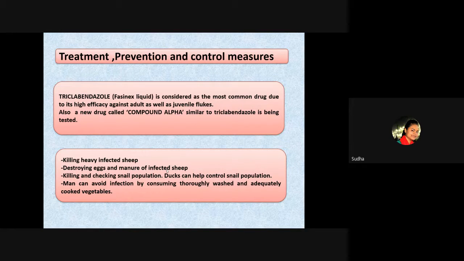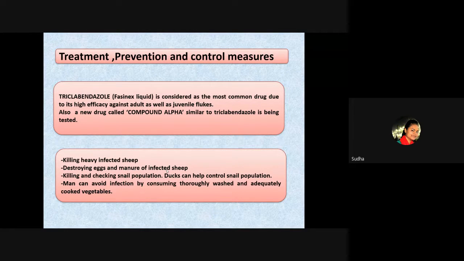But there are still ways that we can prevent this infection, and those ways are like killing heavily infected sheep. If you find a flock of sheep is heavily infected, then it is better to kill those. Then destroying eggs and manure of infected sheep. If any sheep is infected, the manure should be destroyed and not used, because it will again infect other healthy flocks of sheep.